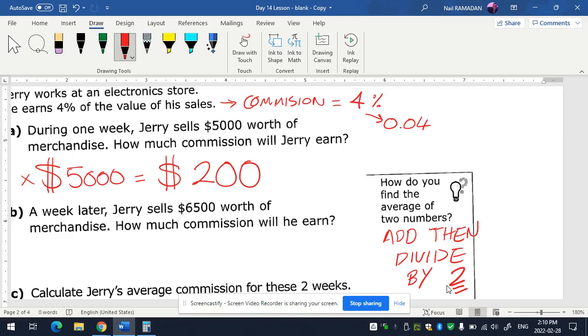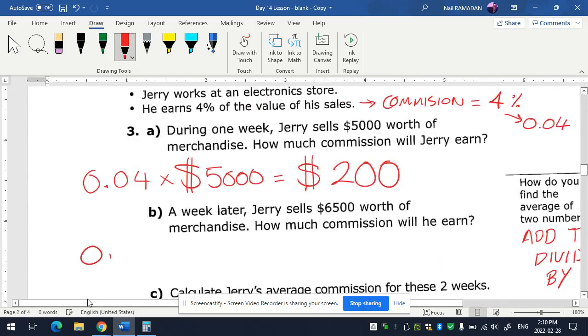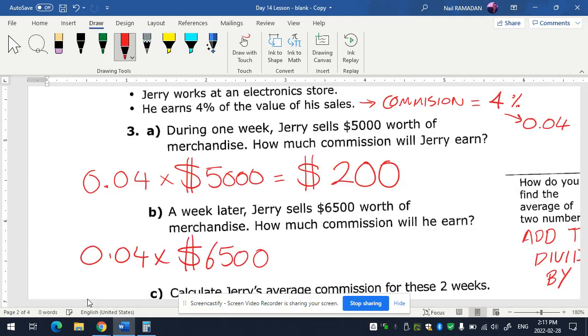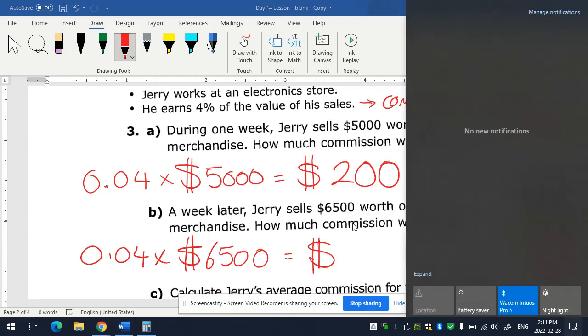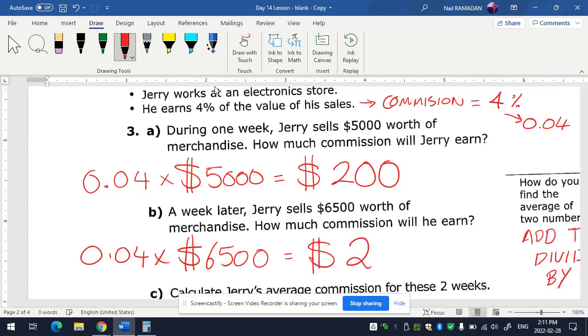Okay, for part B, a week later, Jerry has a better week. He sold 6,500 worth of merchandise. By the way, many stores tell you if you sell up to this much, you get 10%. If you cross that, you get 12%. Again, incentives, incentives, incentives. So 6,500. How much commission will he earn? What's 4% of 6,500? 0.04 times 6,500. That definitely is more than 200 because you sold more, you keep more. That would be $260.